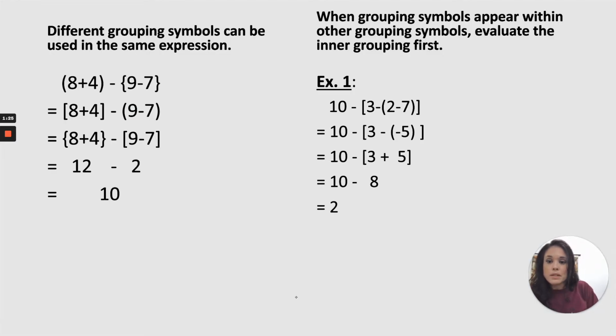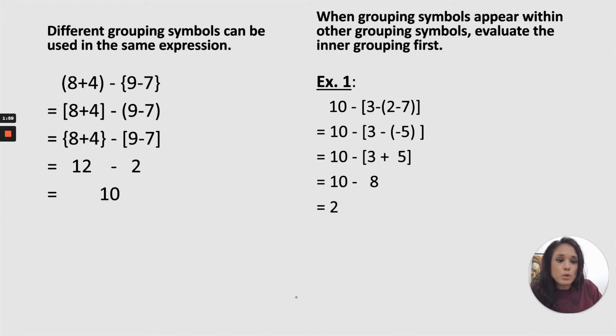So different grouping symbols can be used in the same expression. You are going to see parentheses, brackets, braces in the same expression to evaluate. Okay, so for example, we have braces here, surrounding 8 plus 4, and then in brackets we have 9 minus 7, and we evaluate what is within the braces and brackets. So then we get 12 minus 2, which equals 10.